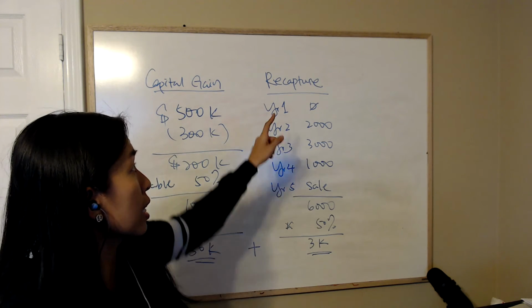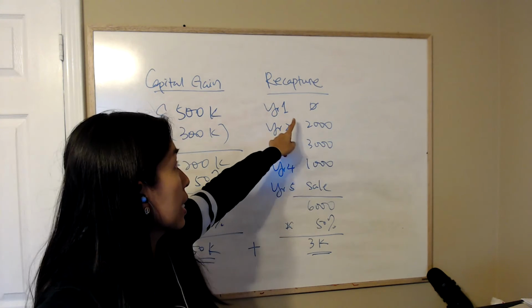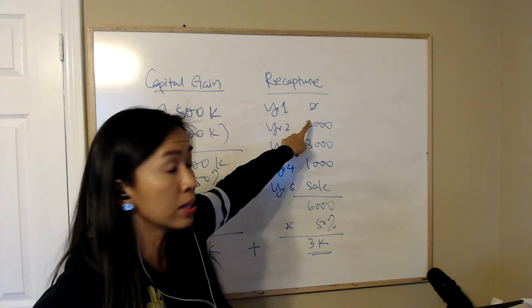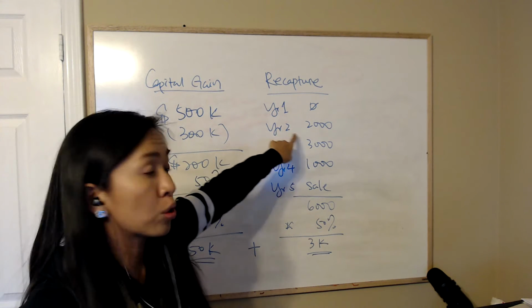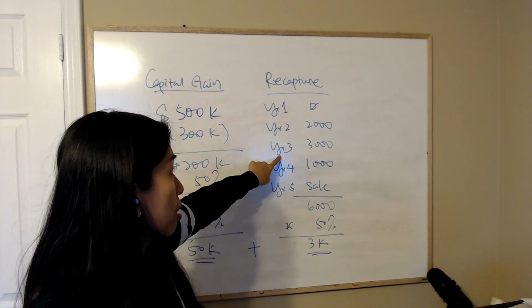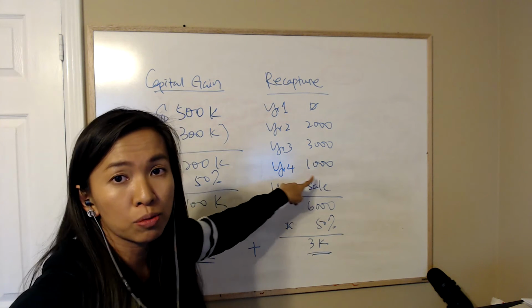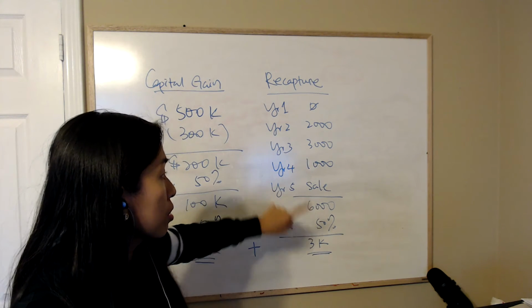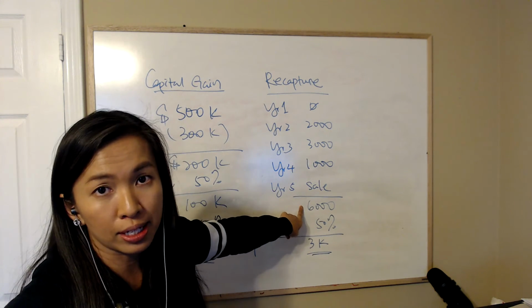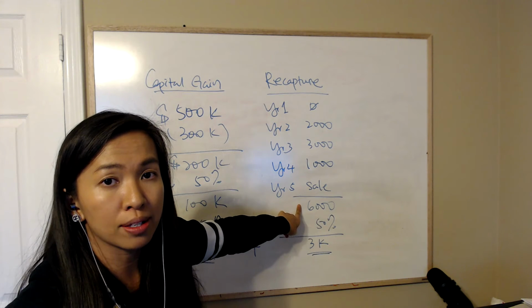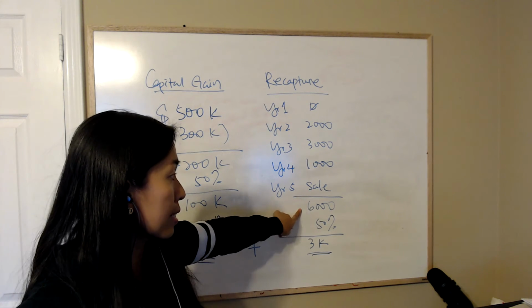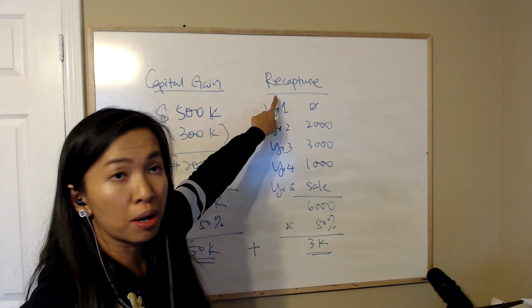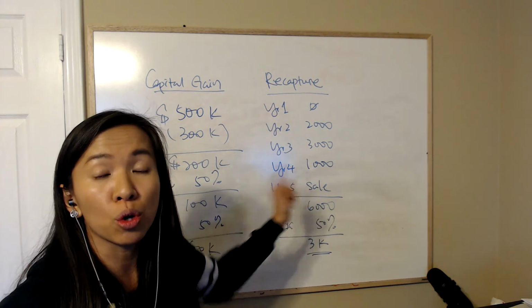Now, let's say in year 1 you didn't claim any of the capital cost allowance. Year 2 you claim $2,000. Year 3 you claim $3,000, and year 4 is $1,000. Throughout the years, you have claimed a total of $6,000 of capital cost allowance, and this $6,000 is now the recapture amount, and you will have to add it back to your income.